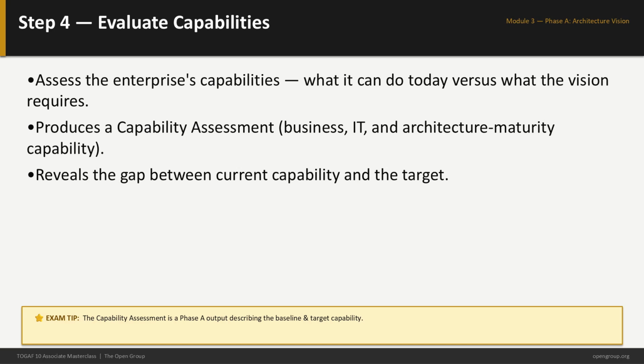Step 4 is to evaluate capabilities. Here you assess what the enterprise can actually do today, and compare that against what the vision will require of it. This produces a deliverable called the capability assessment, which looks at business capability, IT capability, and the maturity of the architecture capability itself. The real value is that it exposes the gap between current capability and the target, telling you honestly whether the organization can pull off what the vision describes. So remember, the capability assessment is a Phase A output that describes both the baseline and target capability, and the distance between them.